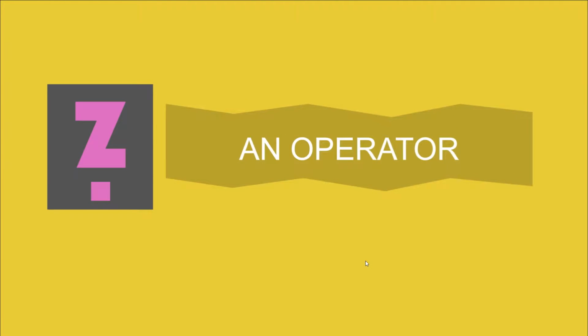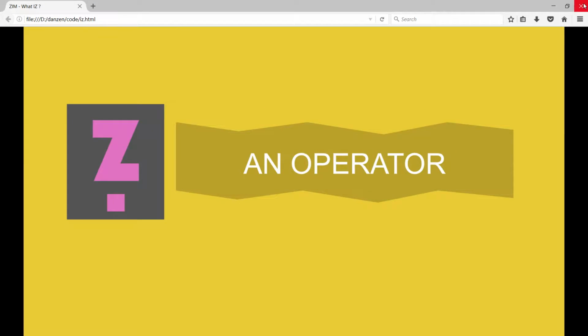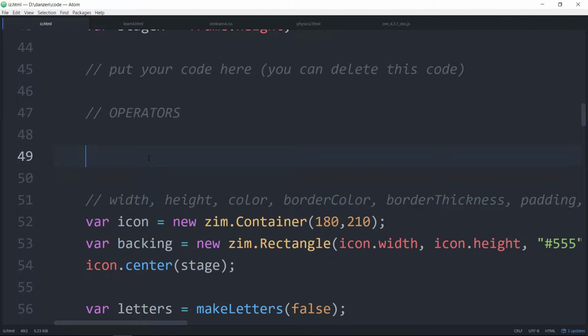What is an operator? An operator does something. If you have an operation, something gets added or removed. And indeed, an operator in coding could be a plus sign or a minus sign, for instance. Let's go try and make an operator ourselves, some operators here.